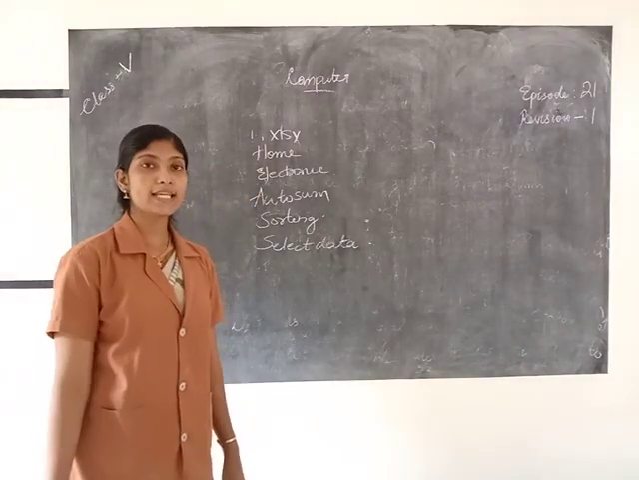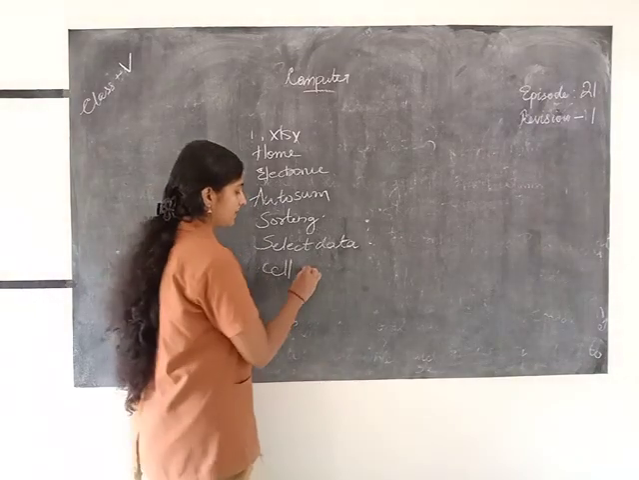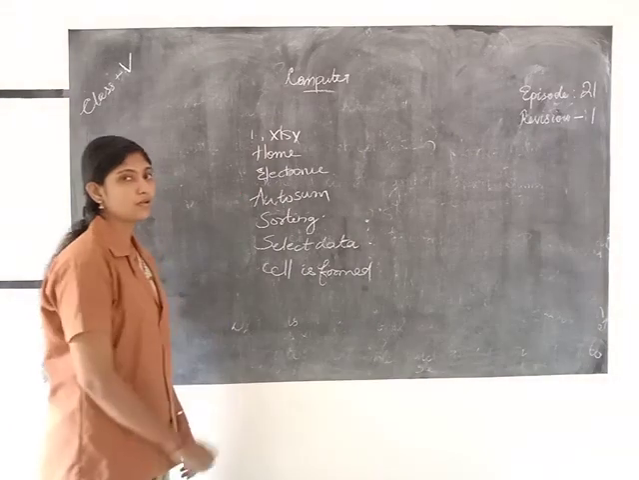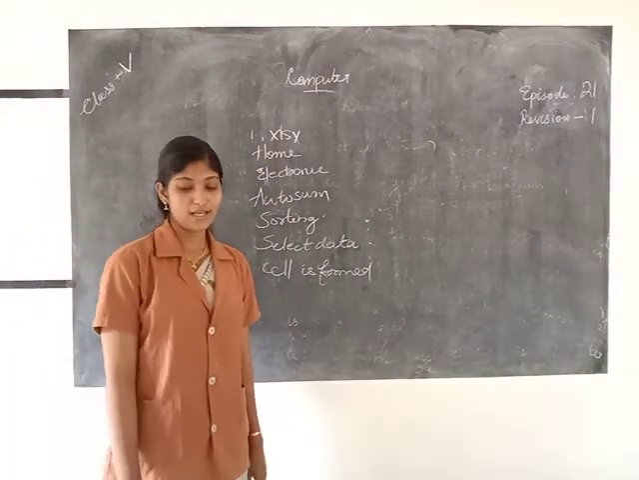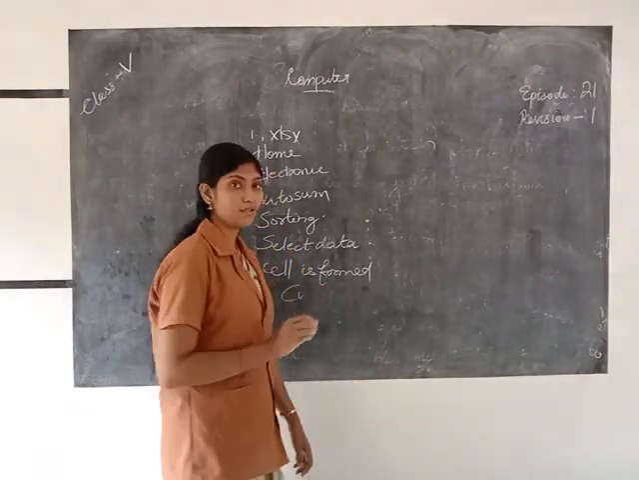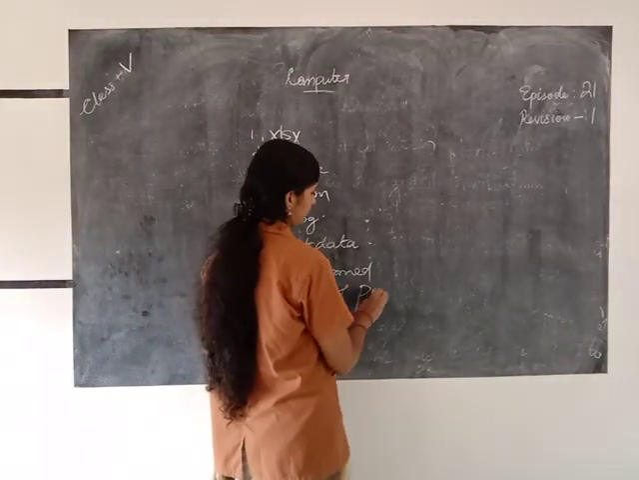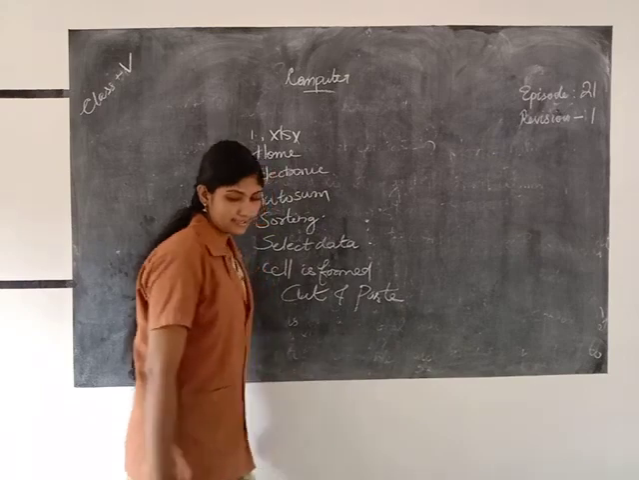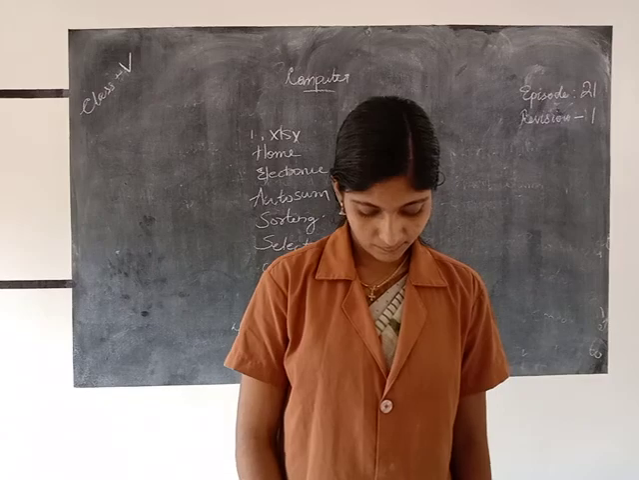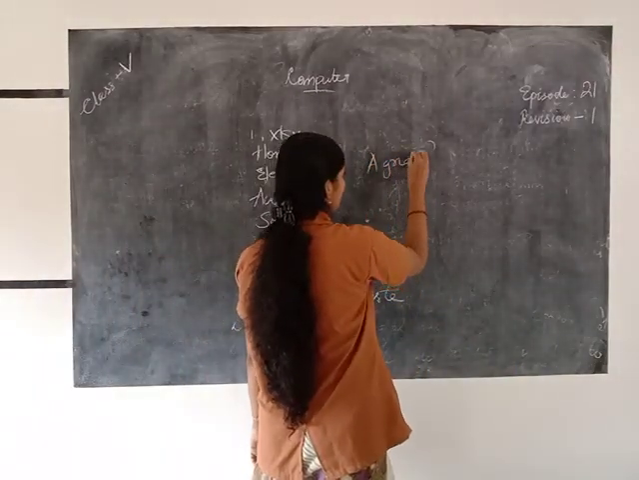Then how is a cell formed? A cell is the combination of row address and column address. Then to move the data, what are the buttons? Not copy. To move the data, the buttons are cut and paste. Then next one, a worksheet consists of a grid of rows and columns.